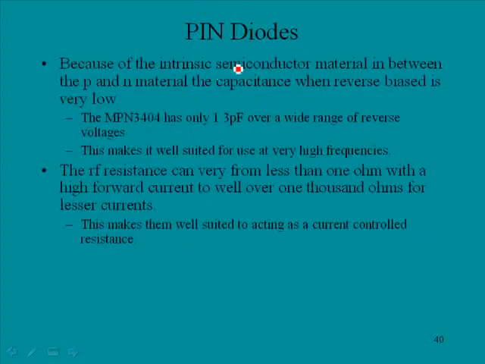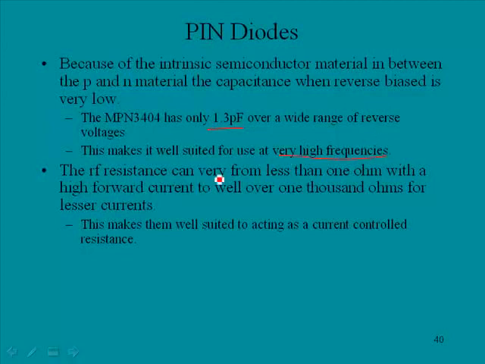Because of the intrinsic semiconductor material in between the P and the N material, the capacitance when reverse biased is extremely low. The MPN3404, this is a Motorola pin diode that's featured in your text. It has only 1.3 picofarads of capacitance over a wide range of reverse voltages. This makes it well suited for use at very high frequencies.